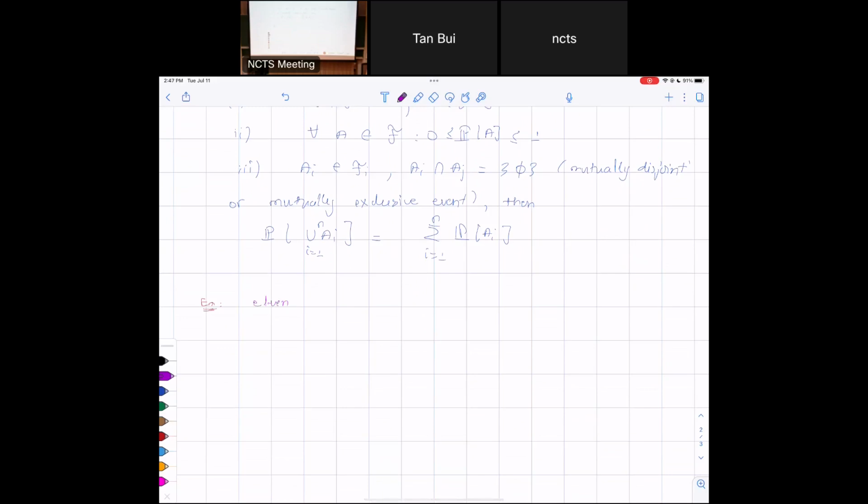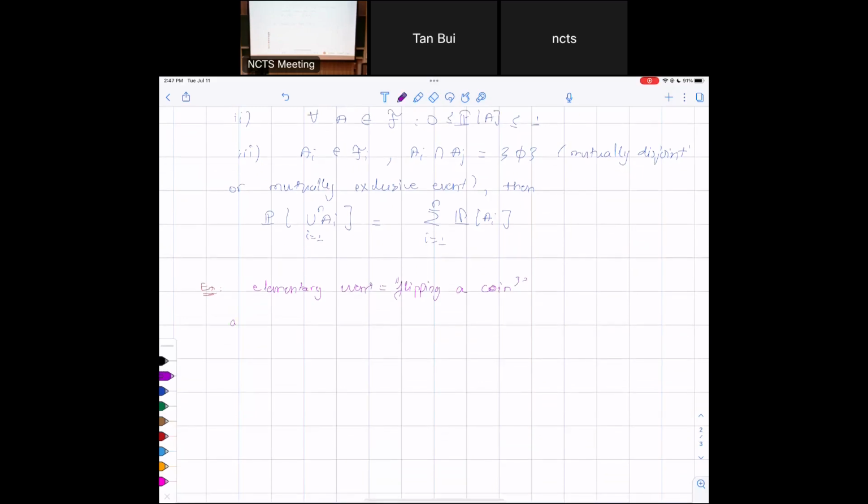Elementary event again. The experiment here, in this case, is flipping a coin, a fair coin, of course. Then we already know a couple of things. The sample space is head or tail. I'm going to do a lazy thing: H means head, and T means tail.